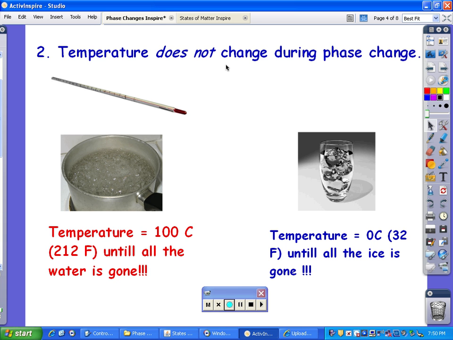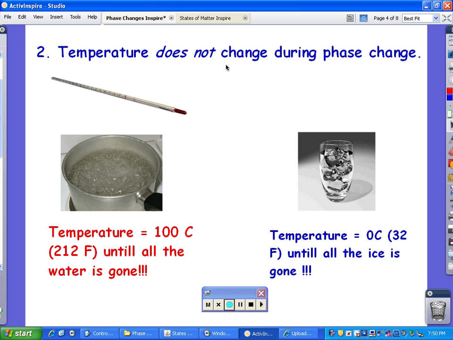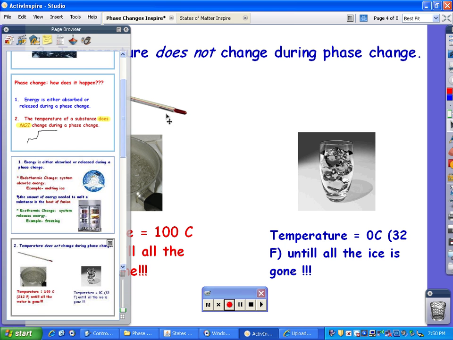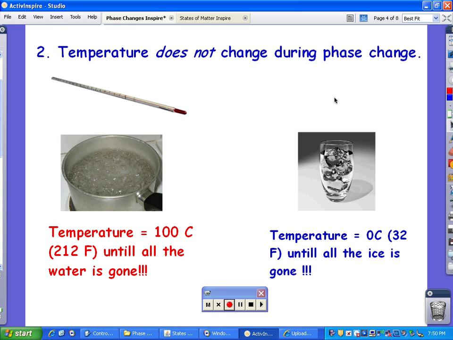I said this earlier: temperature doesn't change during the phase change. This will be 212 degrees. That's the temperature of water boiling, until all the water's gone. So it'll continue to boil and continue to turn into vapor, and as it does, the water will maintain that 212 temperature the entire time. Why does the temperature not increase? Again, because all of the extra energy that would normally be increasing the temperature is converting the water to steam.